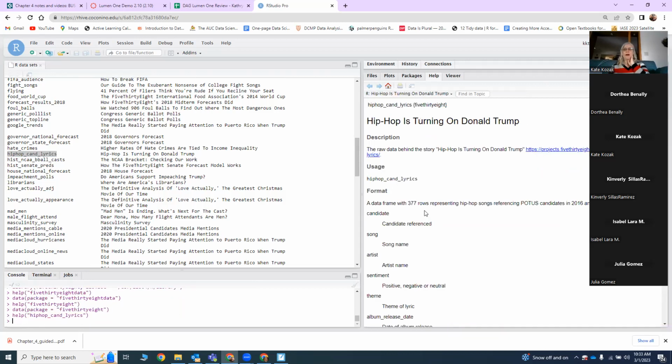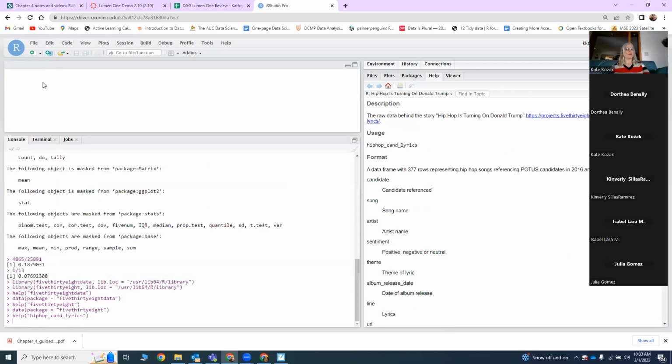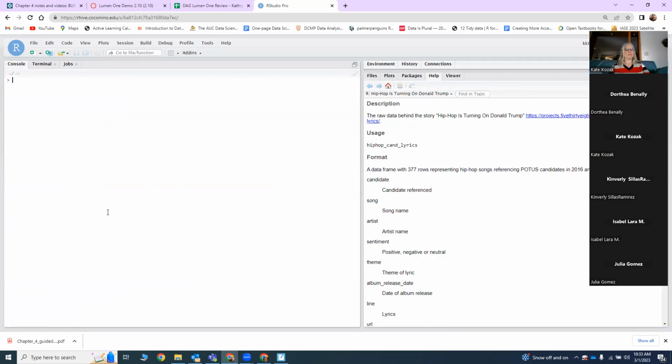And now it gives me my code book. So here's my code book on this. These are all the different things it has. It has the candidates referenced. It has the song title. It has the artist. It has the sentiment, whether it's positive or negative. It has the theme and so forth. So we're going to, again, do a nice little tally command on this. I'm going to close this out because we want to see a little bit more. I'm going to clean this so you can just see a little bit better what I'm typing.